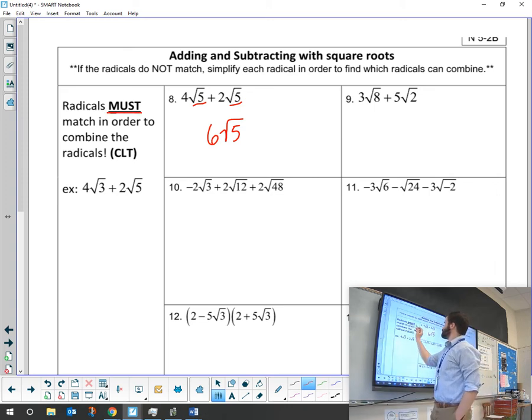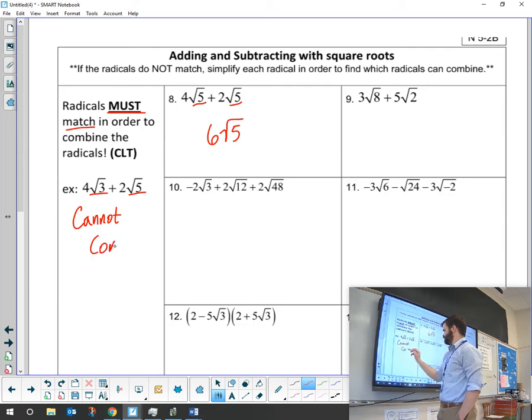They have to be the same to be able to combine. For instance, 4 square roots of 3 and 2 square roots of 5 are not the same. Here I'm counting square roots of 3, and here I'm counting square roots of 5. So these cannot combine.